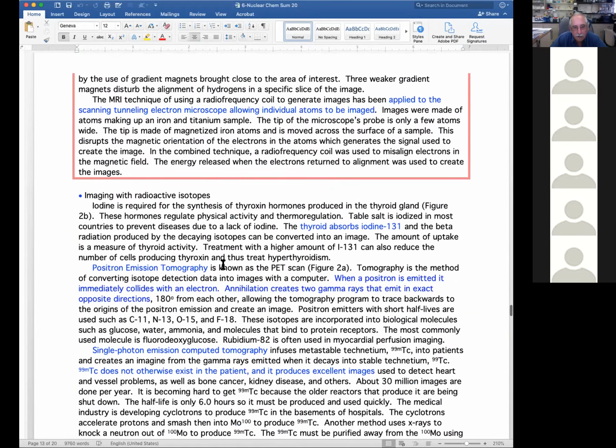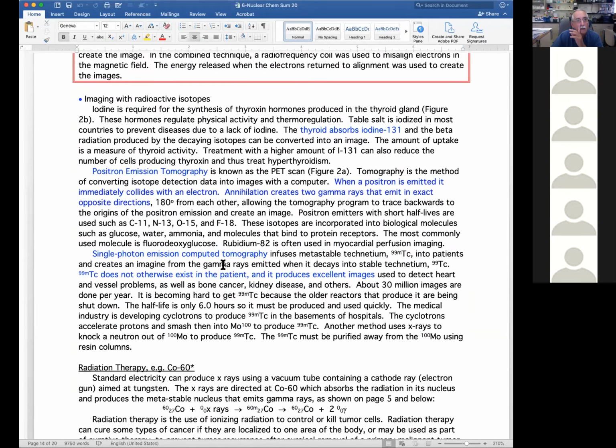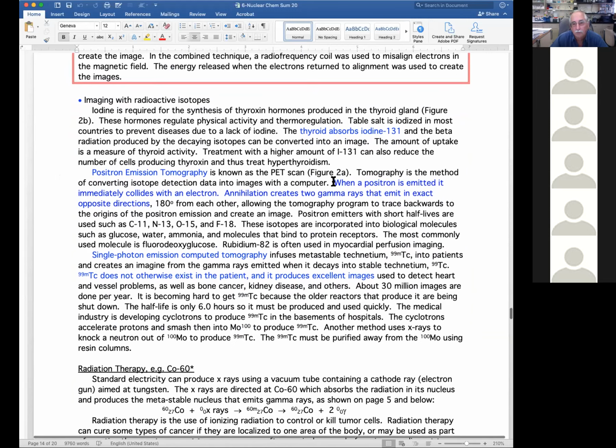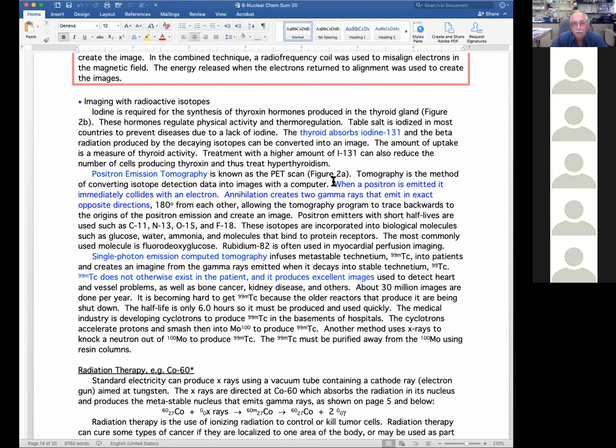So I think, okay, I'll just go through all this. And then we have imaging with radioactive isotopes. So the thyroid gland uses iodine-131. And then the PET scan is basically taking isotope detection data and turning it into images using what? Tomography. Okay.